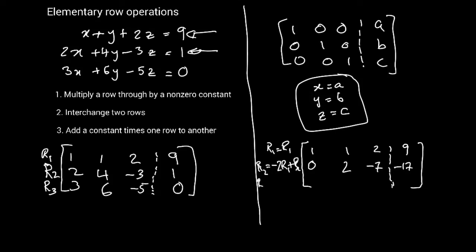Now row 3, in a similar way, to get rid of the 3, I will multiply row 1 by negative 3 and add it to row 3. So that gives me 0 here as well, and it gives me 3, minus 11, and minus 27. So you can see now how I have targeted these two numbers and they have become 0. These two numbers here have been eliminated.